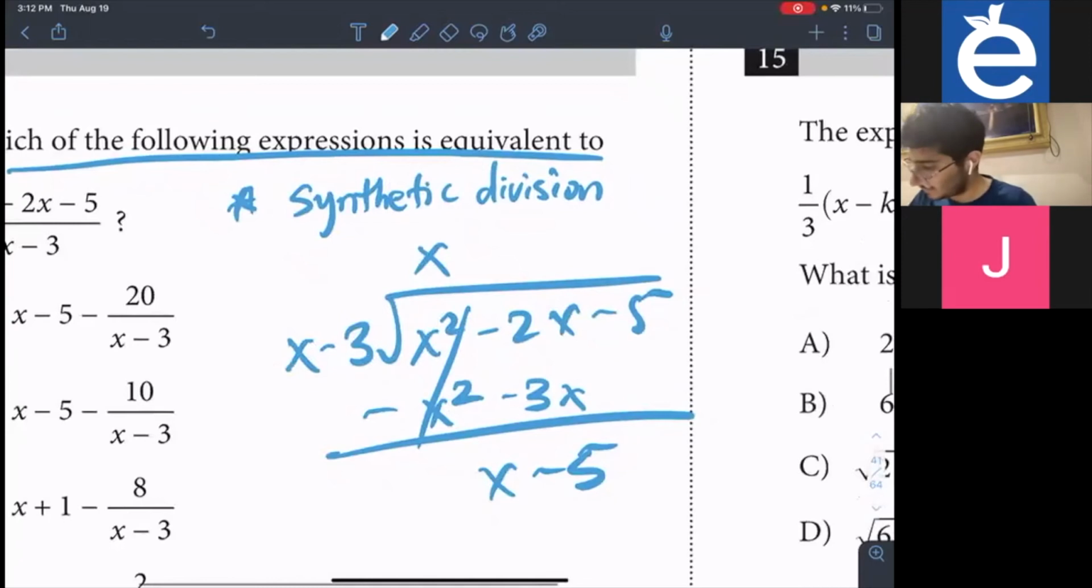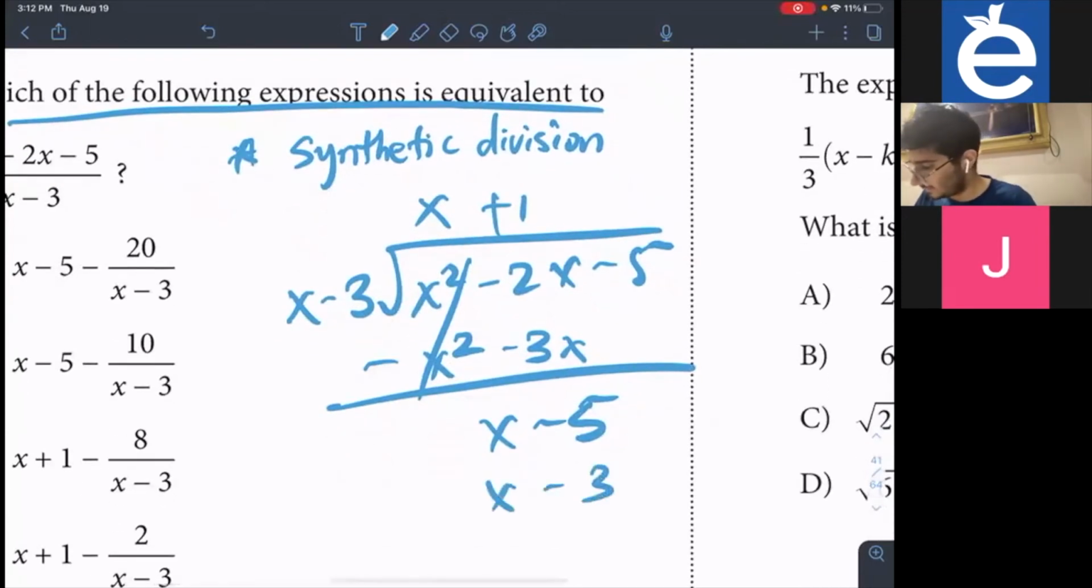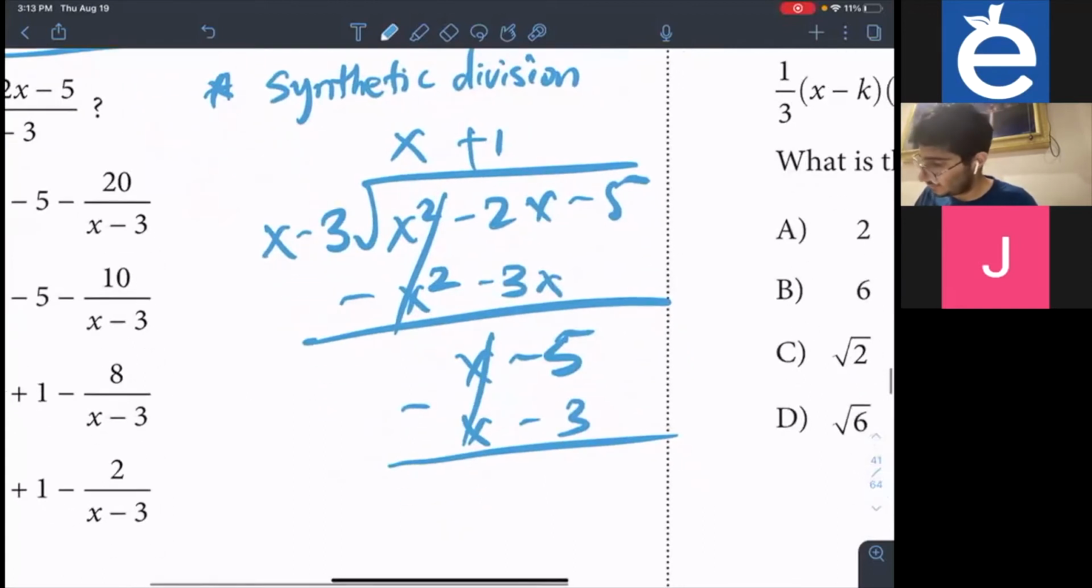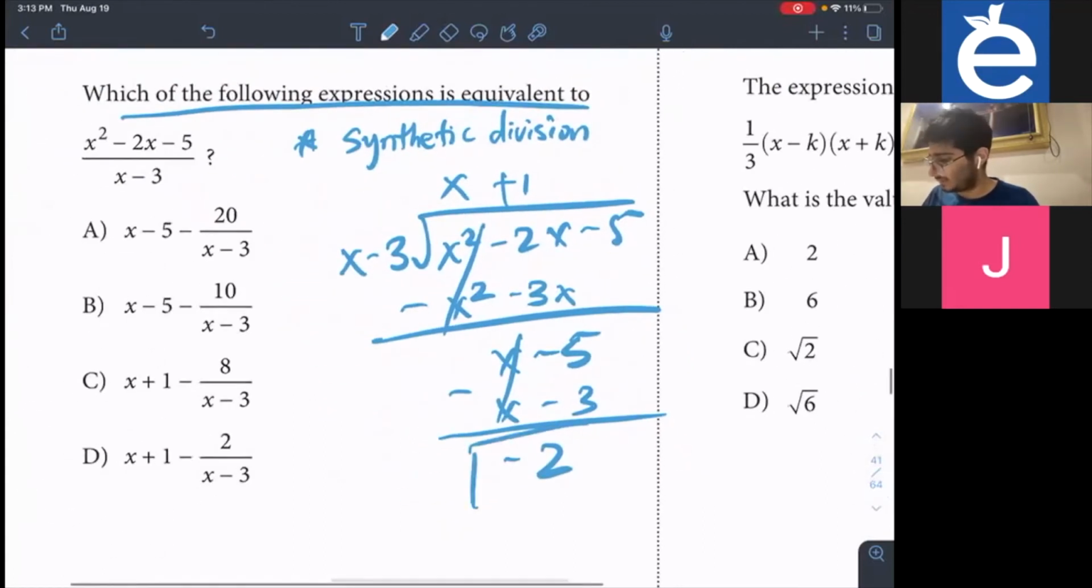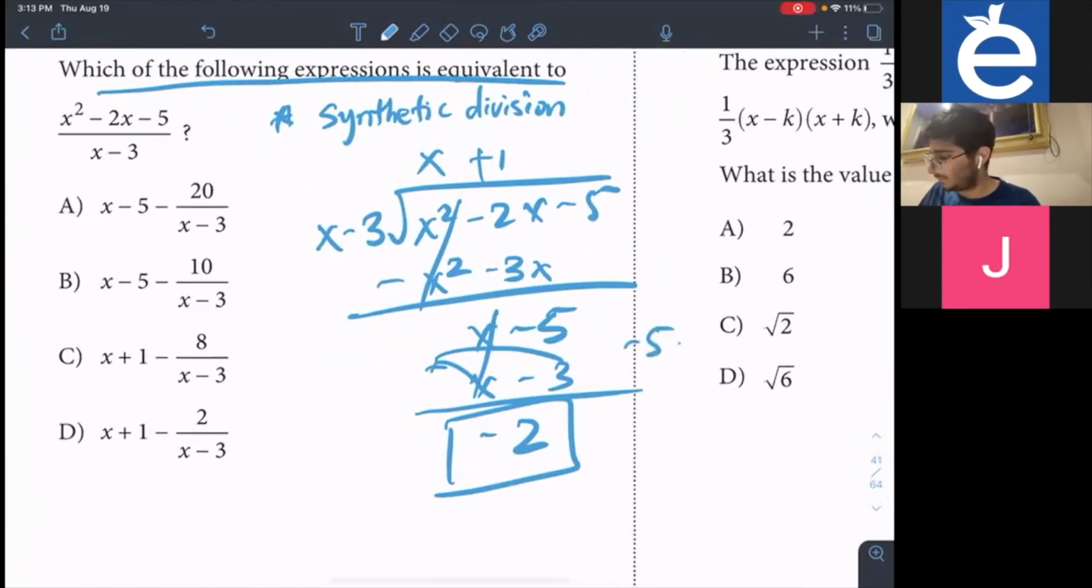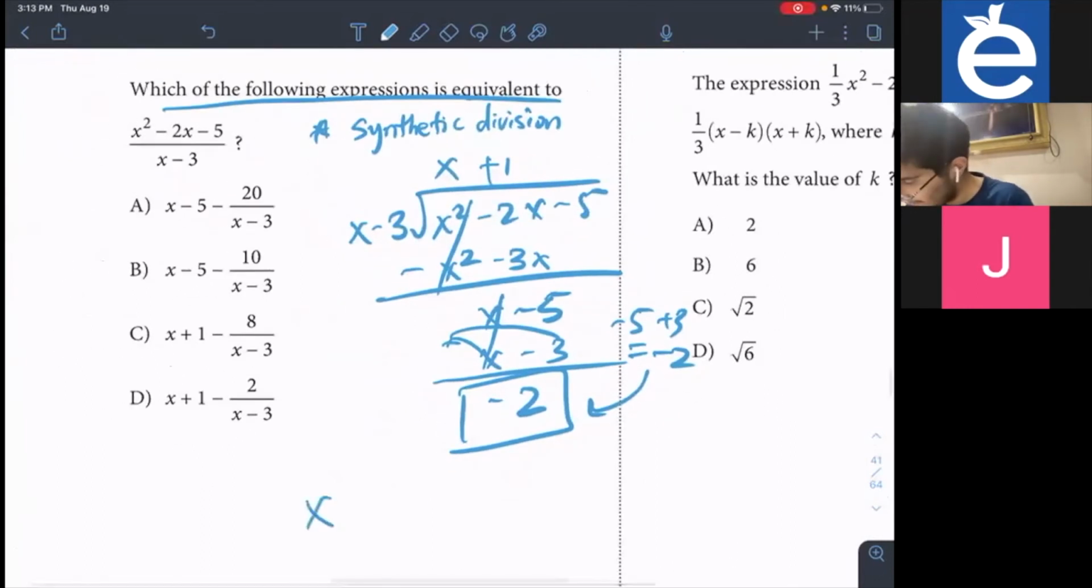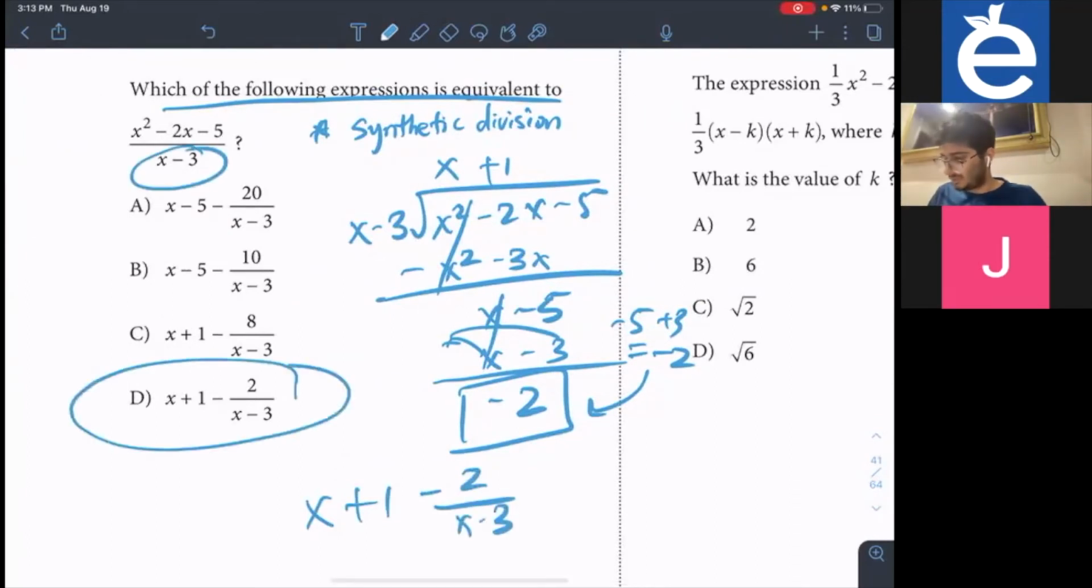And then how many times is this x minus 3 going into x minus 5? Just once, plus 1. Then x minus 3, and then you subtract, and it becomes negative 2. That's because if you distribute, it becomes negative 5 plus 3, which is negative 2. So then we know it is x plus 1 minus 2 over x minus 3. And that our answer is choice D.